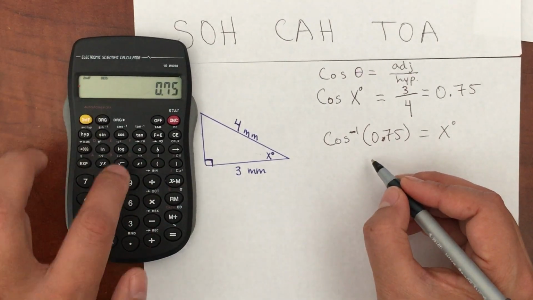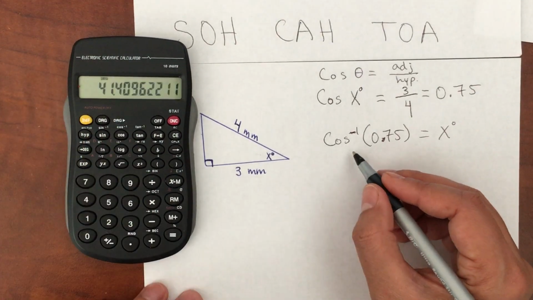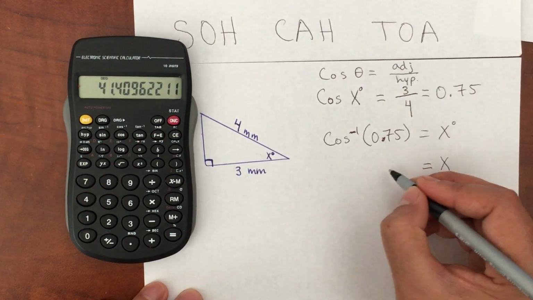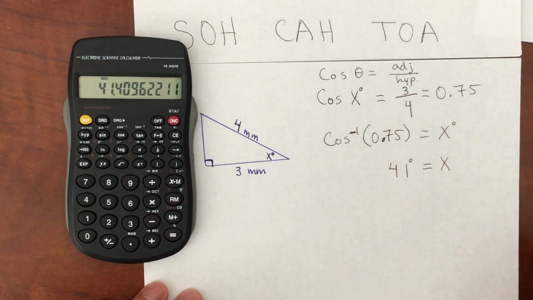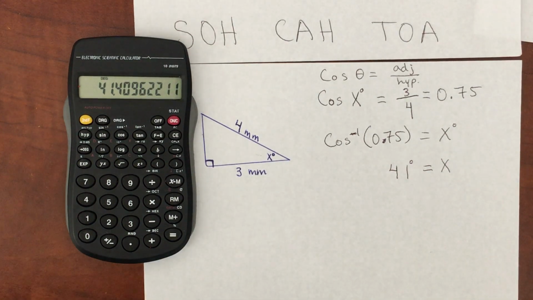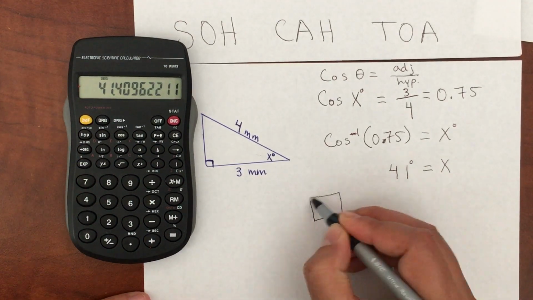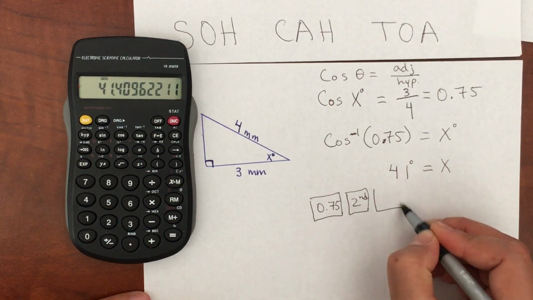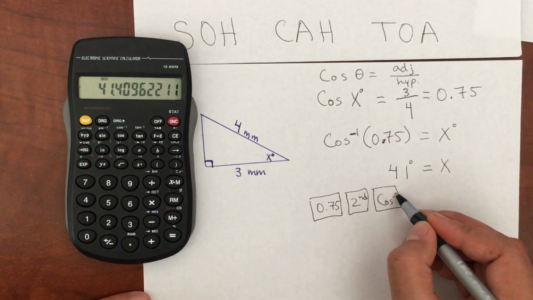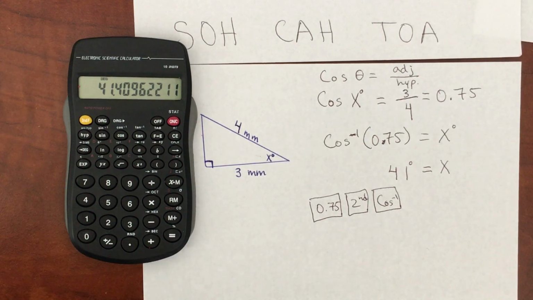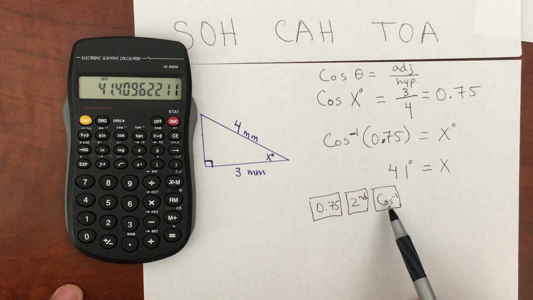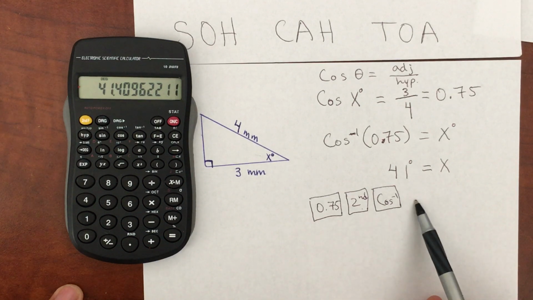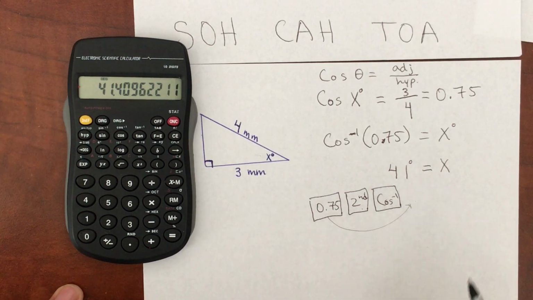And so I'm going to press second cosine, and x is 41 degrees. Okay, so what did I press? 0.75, second key, and that gives me the inverse of cosine. For you, it might be first, second, then cosine, and then the angle. So basically, this just goes to here, and you close parentheses and equal. Okay, it's the only difference.